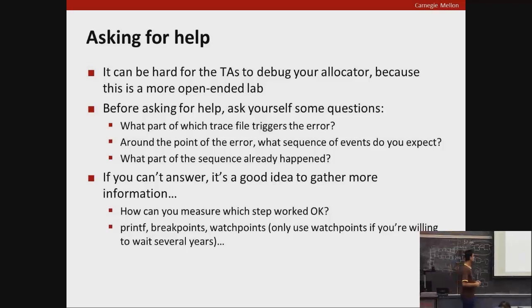And in terms of asking for help, what we would highly recommend is to make sure that you clearly understand where it's going wrong. Just coming to us saying that there's a segmentation fault would make it hard for us to debug as well, because primarily this is an open-ended lab. So you have many ways to do it, and there's no better person who understands the code than you.